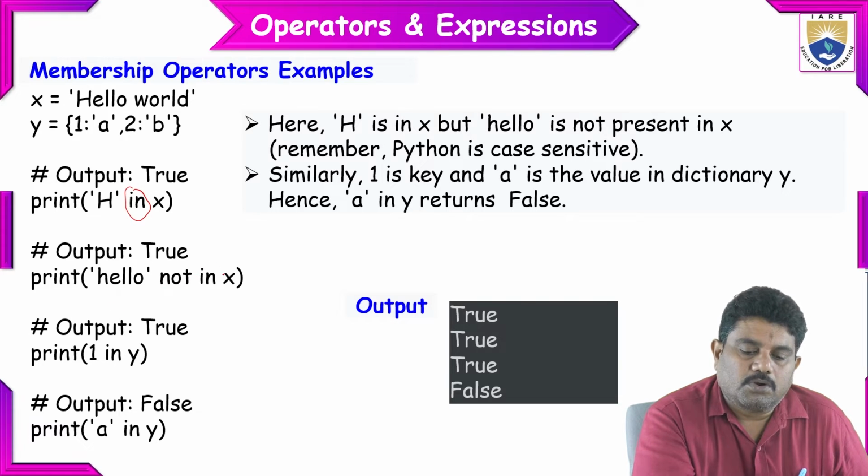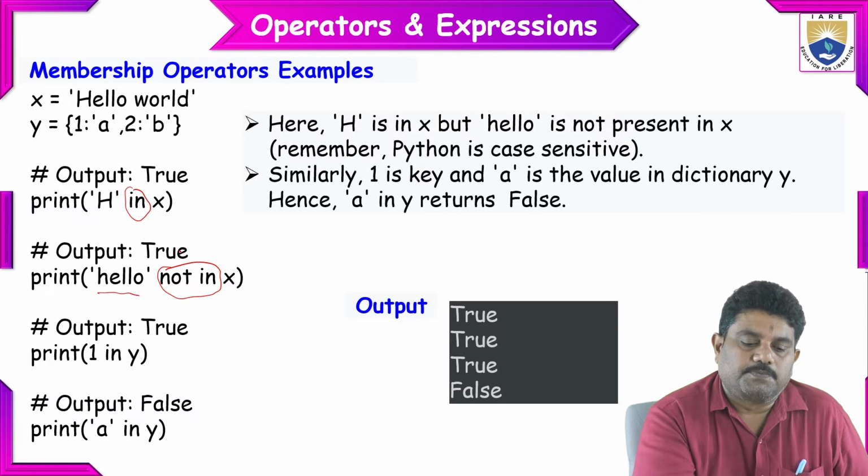So hello not in x. Hello starts with a small h, so not in x, it returns true. With not in, if it is not there, it becomes true. In x, what is there? Capital Hello is there. Hello starts with a capital H, but here hello starts with a small h. So this hello is not there in x. That's why it is true.